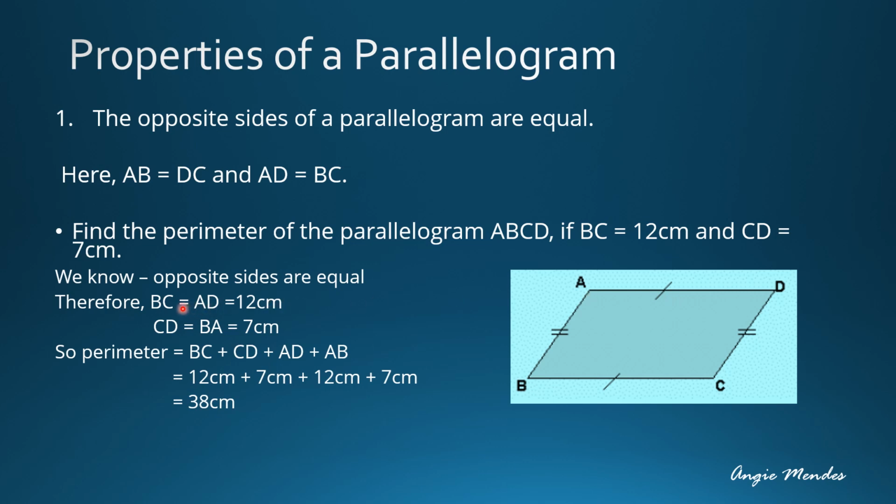So this is what I've written here. The next one, CD is equal to 7 centimeters. This is given. Now we know that the opposite sides are equal. So since CD is 7 centimeters, side AB will also be equal to 7 centimeters. So now it becomes easier for us to find the perimeter. We add the sides, side BC plus CD plus AD plus AB is going to give us 38 centimeters. Remember that the opposite sides of a parallelogram are of equal length.